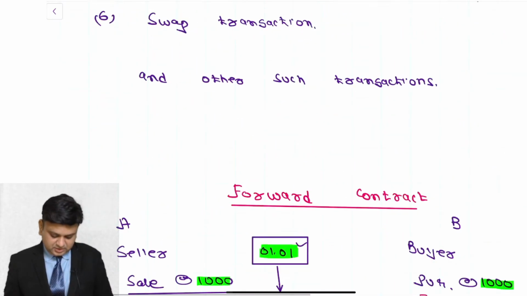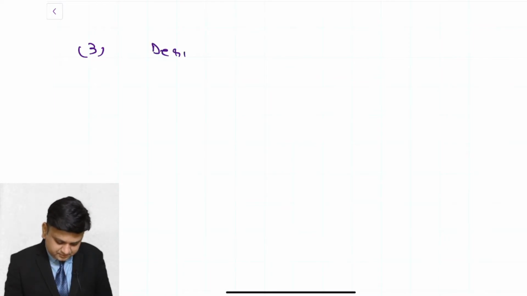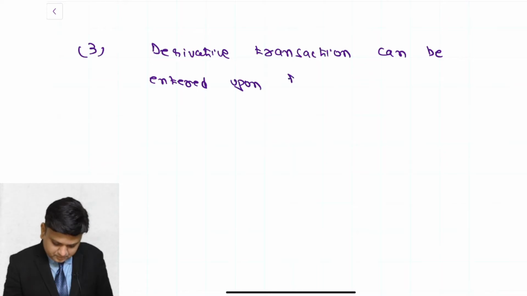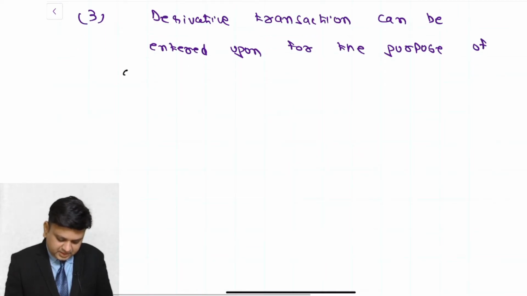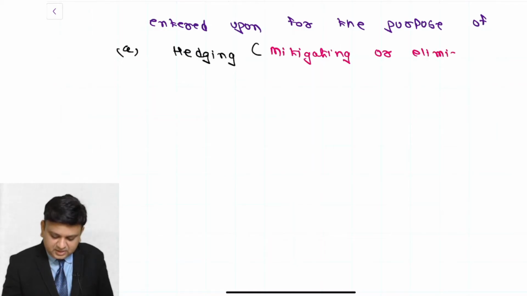Now after the second point, on the third point, write down: derivative transaction can be entered upon for the purpose of A, hedging, in bracket write down, mitigating or eliminating risk.